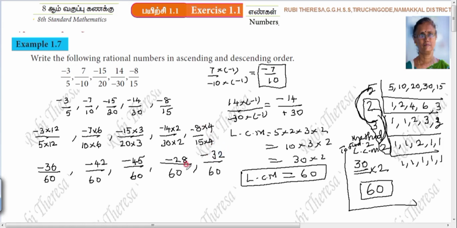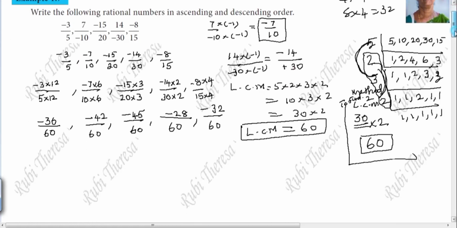Because doubling is very easy. 4 4s are 16, then 8 4s are 32, instead of saying 1 4 is 4, 2 4s are 8, 3 4s and so on. This is very easy. So now you see, denominators are same, so you only have to compare the numerators.